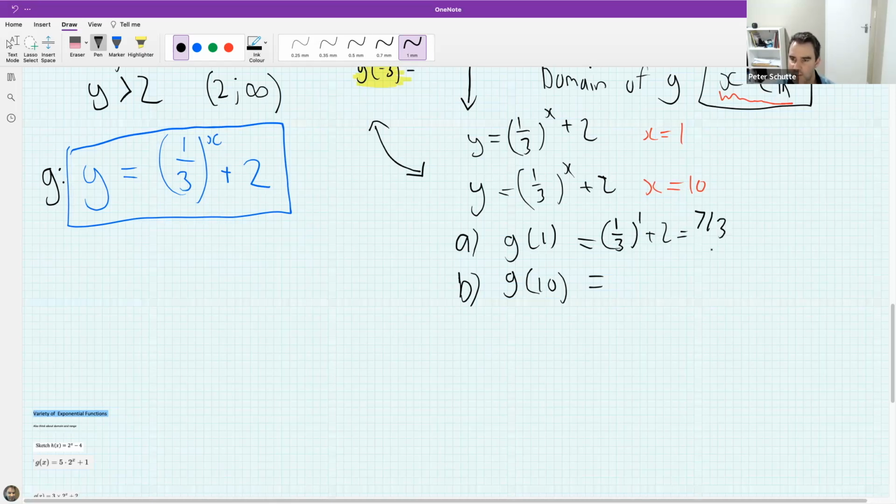So that is 7 over 3, or another way of saying it is 2 1/3, if you'd like to use that. Now what is the g of 10 equal to?